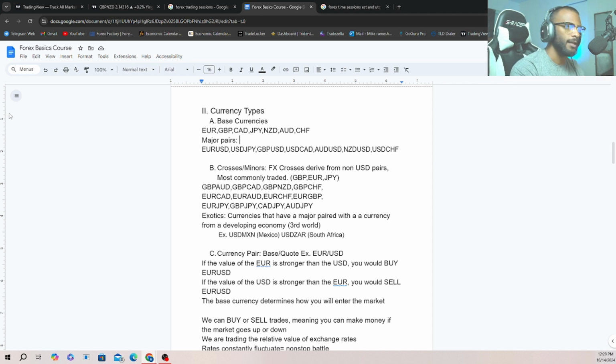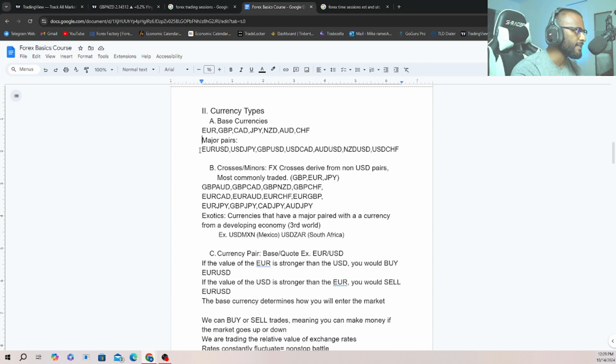So the first thing you need to know is that we have, I think it's about 7 base currencies, okay? Euro, Great Britain pound, Canadian dollar, Japanese yen, New Zealand, Australian, Swiss franc. Then you're going to notice that directly under this, we have major pairs. What does that really mean? So when we trade currencies, guys, we trade them in pairs, and the major pairs are the ones any regulated broker will allow you to trade.